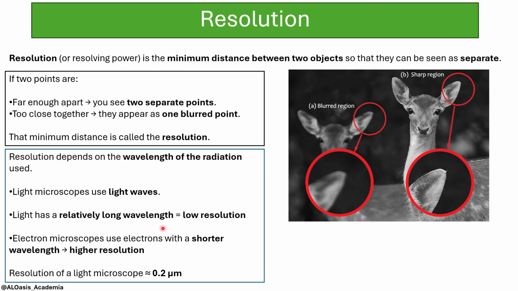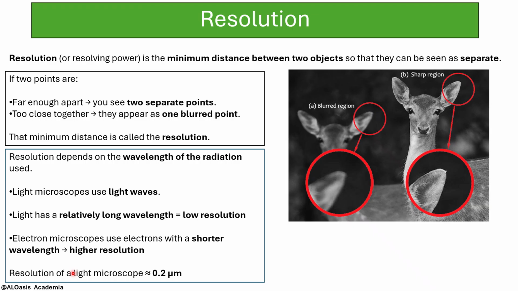So just for a hypothetical example, if we have these two images here, this one will be taken by a light microscope because it has a low resolution. An electron microscope will show you a much sharper image, which means that you will see more details in the image. Okay, so that's the main difference. It depends on the wavelength of the radiation that is used in the microscope.